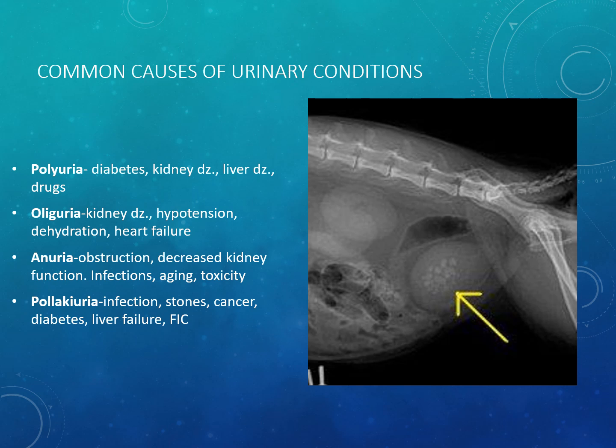For decreased urination or oliguria, certain types of kidney disease can also cause decreased urine. In this case, the kidneys are either retaining water or they're too damaged to produce urine. Hypotension or low blood pressure, dehydration, and heart failure can also cause decreased urine. Anuria, or lack of urine, can be due to an obstruction in the urethral tract.